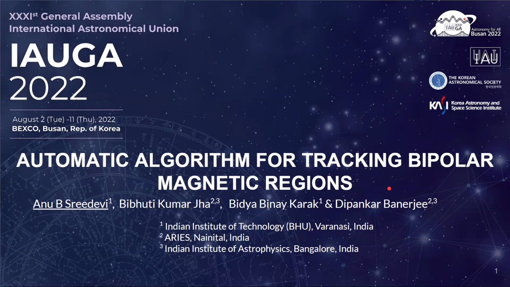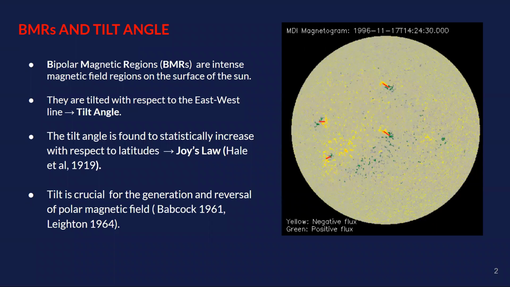Hello everyone. Here I'll be talking about the algorithm that we have developed for automatic detection of bipolar magnetic regions from the line of sight magnetograms. As we all know, the bipolar magnetic regions or BMRs are strong magnetic field regions on the sun's photosphere. It is found to be tilted with respect to the east-west line. The angle at which it is tilted is called the tilt angle, as you can see as the red lines in the figure.